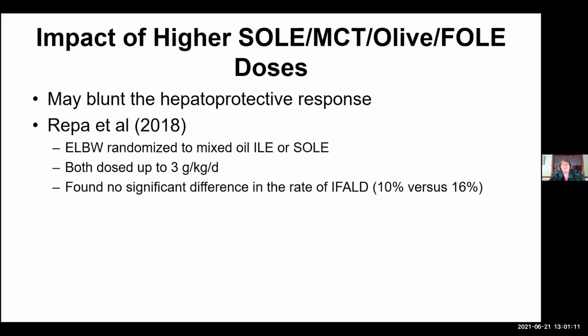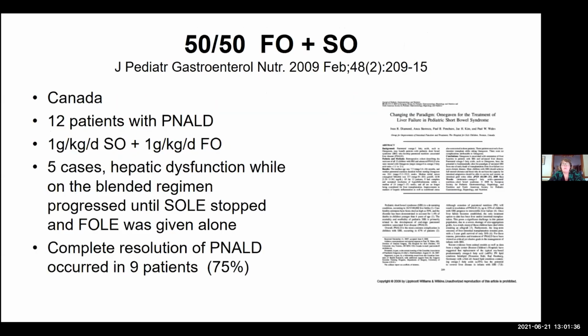And in fact, there was a paper that came out of Vienna, Austria, by Repa and colleagues, that suggests that maybe the higher dose of the soy, MCT, olive, and fish oil may blunt the hepatoprotective response. In their study, extremely low birth weight infants were randomized to either the mixed oil or the pure soybean oil up to a dose of 3 grams per kilo per day, and they saw no difference.